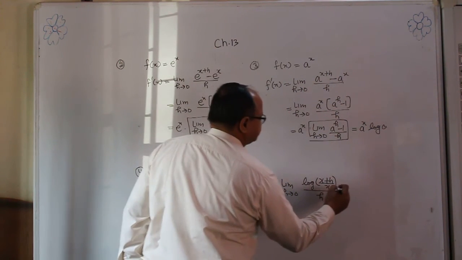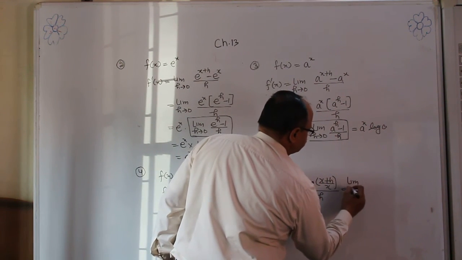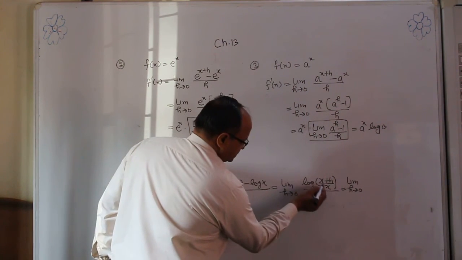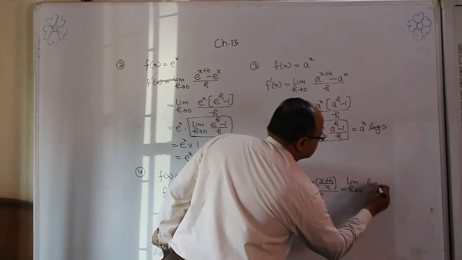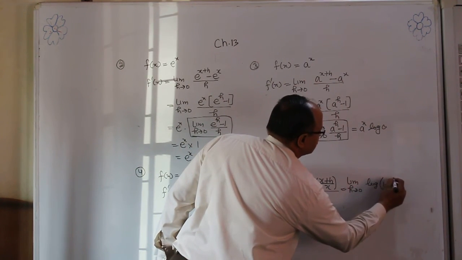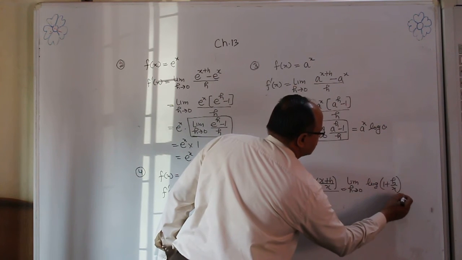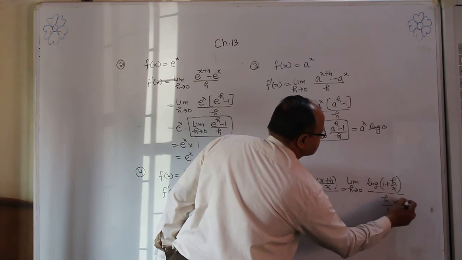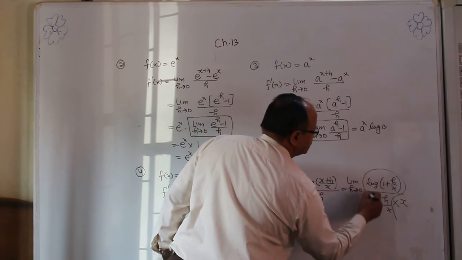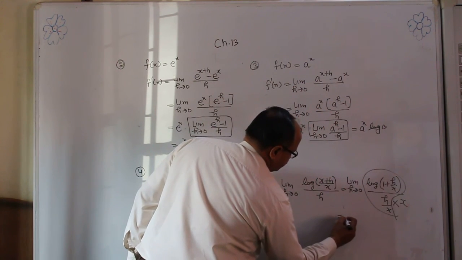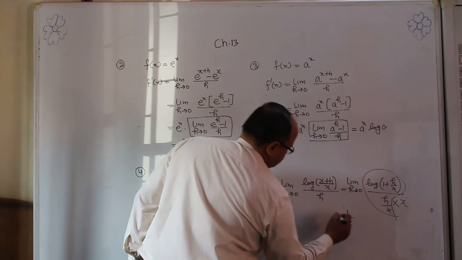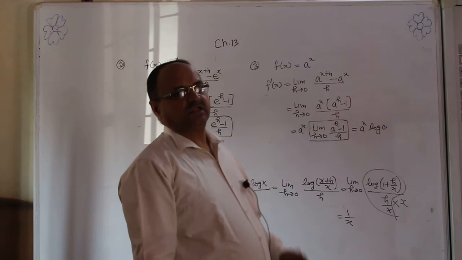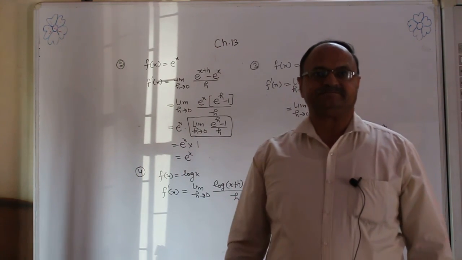Further simplify, limit h approaches to 0, x by x, that is 1 plus h by x, divided by h. Multiply and divide by x, and you know that this is equal to 1 according to the property. Therefore 1 by x is the answer. Therefore you can say the derivative of log x is equal to 1 by x. Okay.